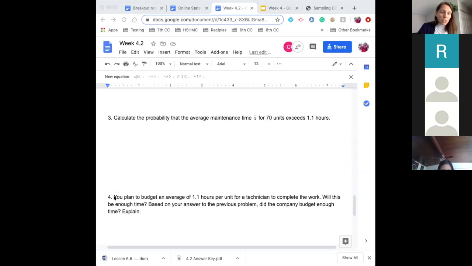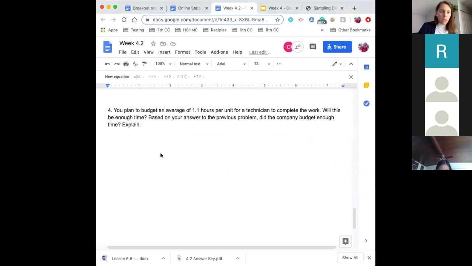Okay. It seems like you all are trying to figure out number 4. So imagine what we just did, and we know that 29% of the time maintenance goes over 1.1 hours. If you're the budgeter and you wanted to plan a budget on average of 1.1 hours, will that be enough time? If you only budget for 1.1 hours, are you giving yourself enough wiggle room? Did you budget enough time?